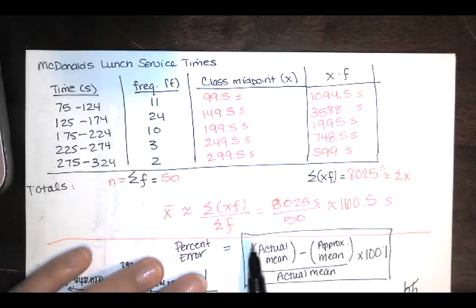So this is for us, for this particular application, the difference between the actual mean and the approximation of the mean. So it's our error. And then we're comparing it to the actual mean, and then we're multiplying by 100% to get percent error.